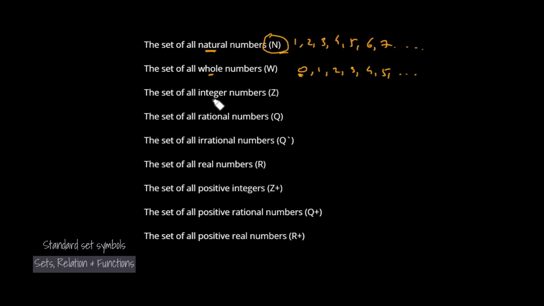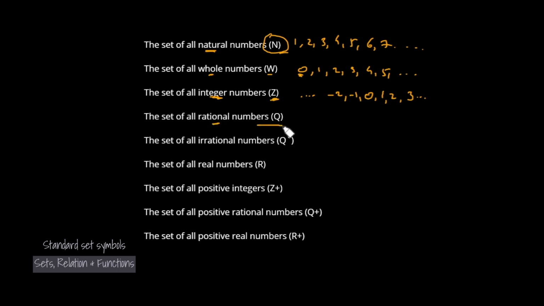The set of all integer numbers is represented by the Z symbol. The whole numbers are represented by the W symbol. So these are the standard symbols in mathematics, and we have to use that particular symbol whenever we are dealing with that particular set. Integer numbers means all the numbers from minus infinity to plus infinity, including negative numbers.